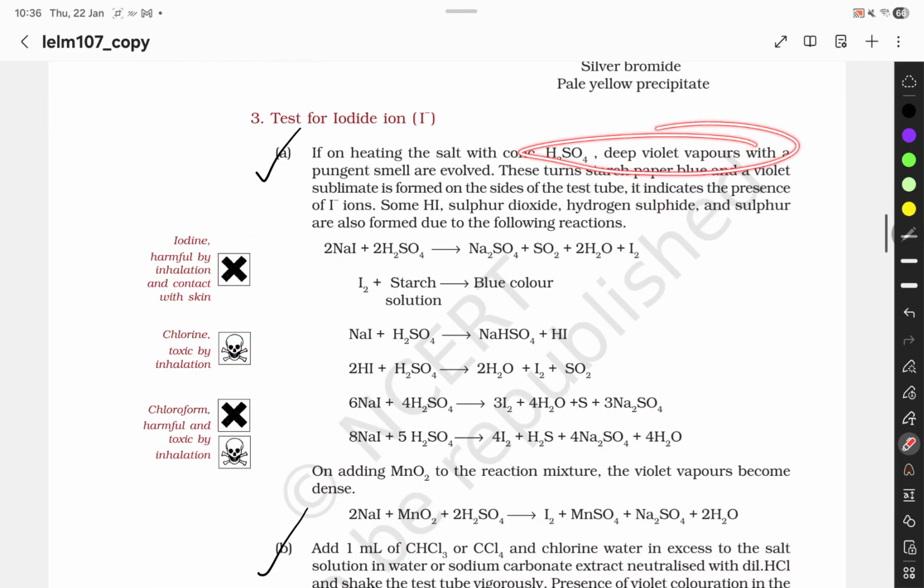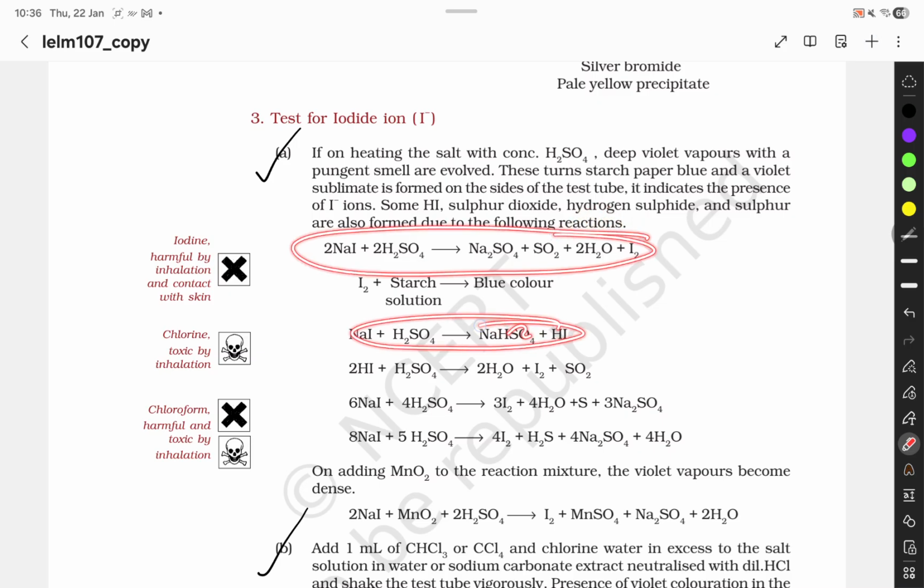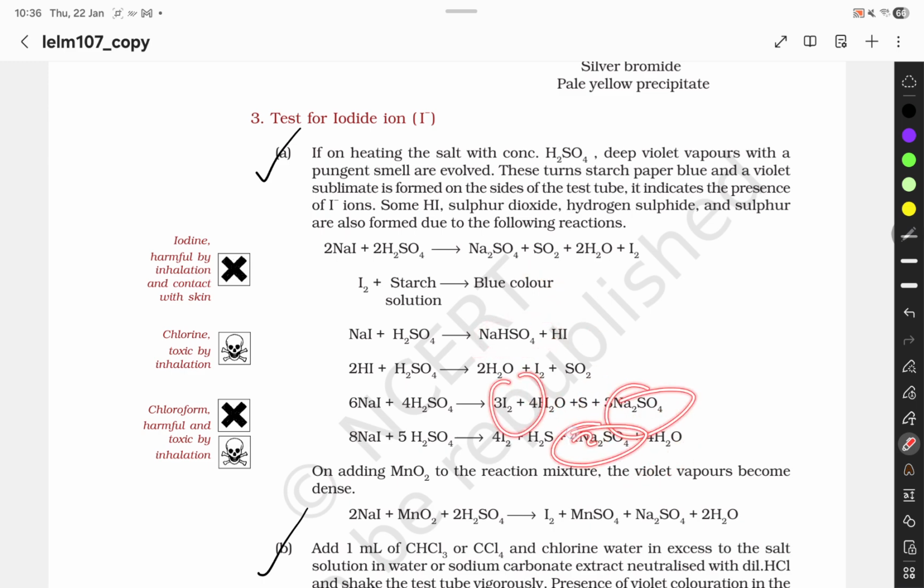Iodide ion, we know it turns starch solution into a blue complex. And yeah, these reactions have come in Allen's score tests. So NaI plus H2SO4 can give Na2SO4, NaHSO4, and Na2SO4, but it can give different side products.